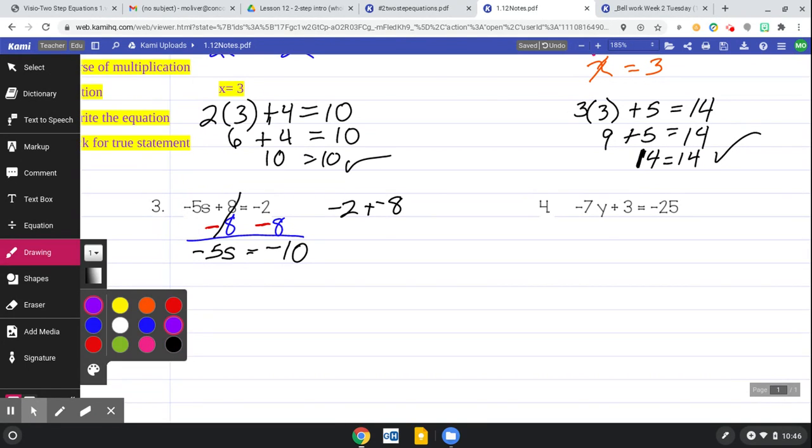All right, next step was the inverse of multiplication, division.